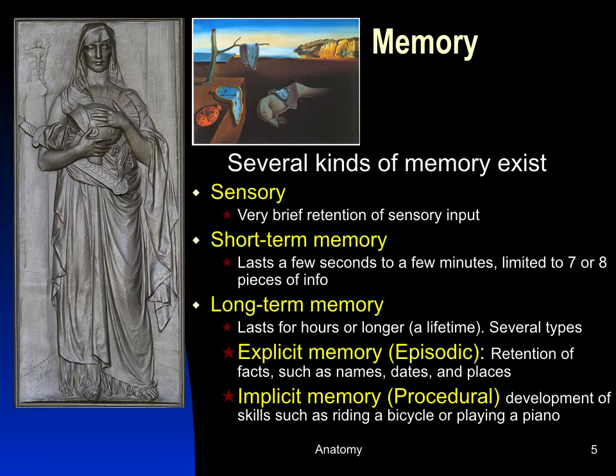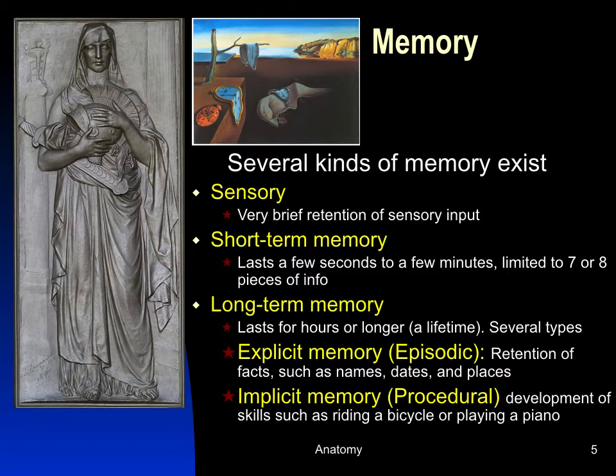And long-term memory has two types. We refer to explicit memories, and your book calls these episodic, which are retention of facts such as names, dates, and places, pieces of information you might learn like in a college course. And then we also have implicit memories, which your book calls procedural, which are developing of skills, things like riding a bike or playing piano or driving a stick shift car. Those are memories that are different. They're not verbal memories, and they're memories of how to do something.